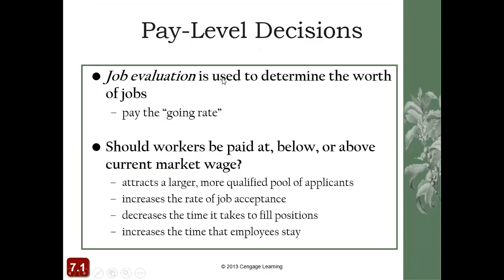These are a brief description of what I mean by pay level decision, where job evaluation is used to determine the worth of the job. So pay the going rate. What do you mean by pay the going rate? So basically what the market rate is. Every company knows the market or the industry they're in, and they know the rate. So they will pay that rate. And then you can think of whether the worker should be paid below, above, or at the current rate, and how it affects or attracts qualified workers, increases the rate of job applicants, decreases the time, all those things. So it all depends on how you're thinking about the applicant and what is in the best interest of the company.